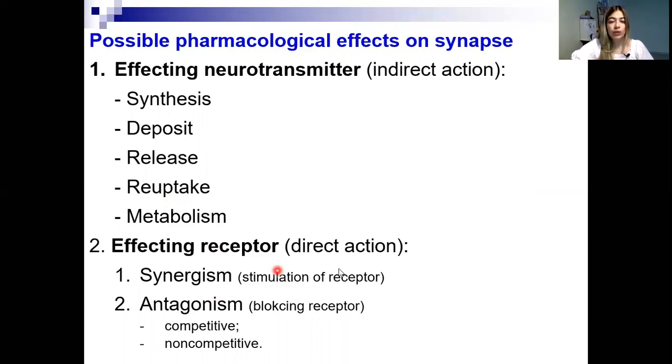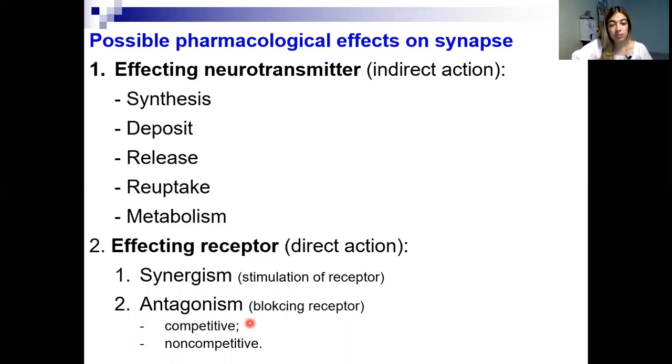And also we have the direct action. The type of direct action is affecting the receptors. How can we affect the receptors? We can stimulate them, which will be the synergic action to acetylcholine, and we can block the receptor, which will be the antagonistic action to acetylcholine. And antagonism, how can it be classified? It can be competitive antagonism and non-competitive antagonism.